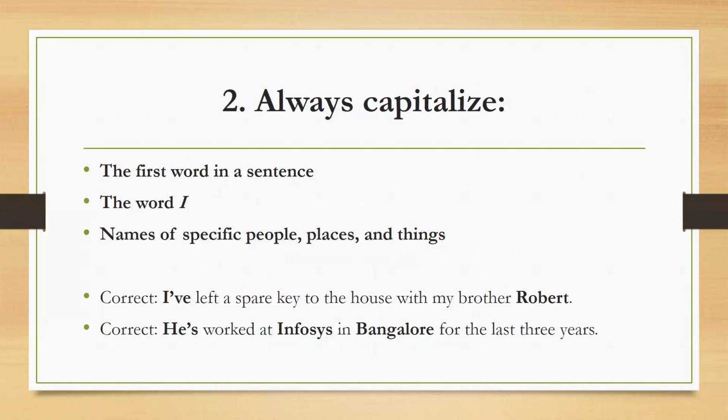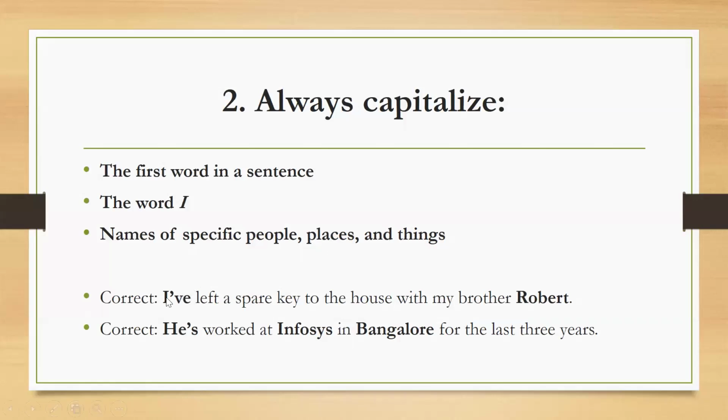Now, always capitalized. When do you capitalize? You capitalize the first word in a sentence. You capitalize the word I when you are writing I. You don't use a small letter. You have to use a capital I. And when you're writing the names of specific people, places, and things, proper nouns, they should always start with a capital. Correct sentence: I have left a spare key to the house with my brother Robert.